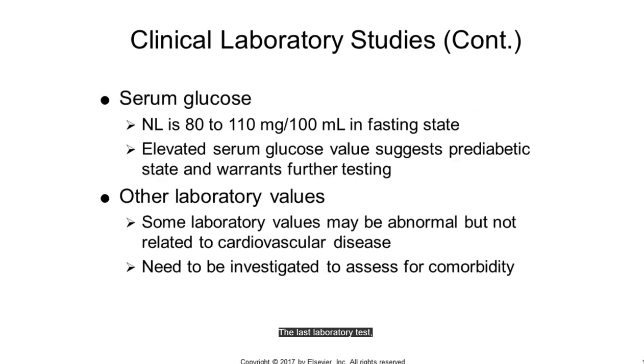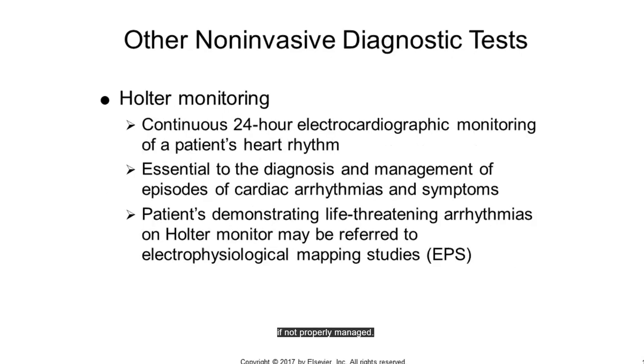The last laboratory test of value to the RRT is serum glucose. Levels above 110 milligrams per 100 milliliters in a fasting patient may indicate a prediabetic or diabetic state, and is often associated with a 2 to 4 times greater risk for developing cardiovascular disease if not properly managed.